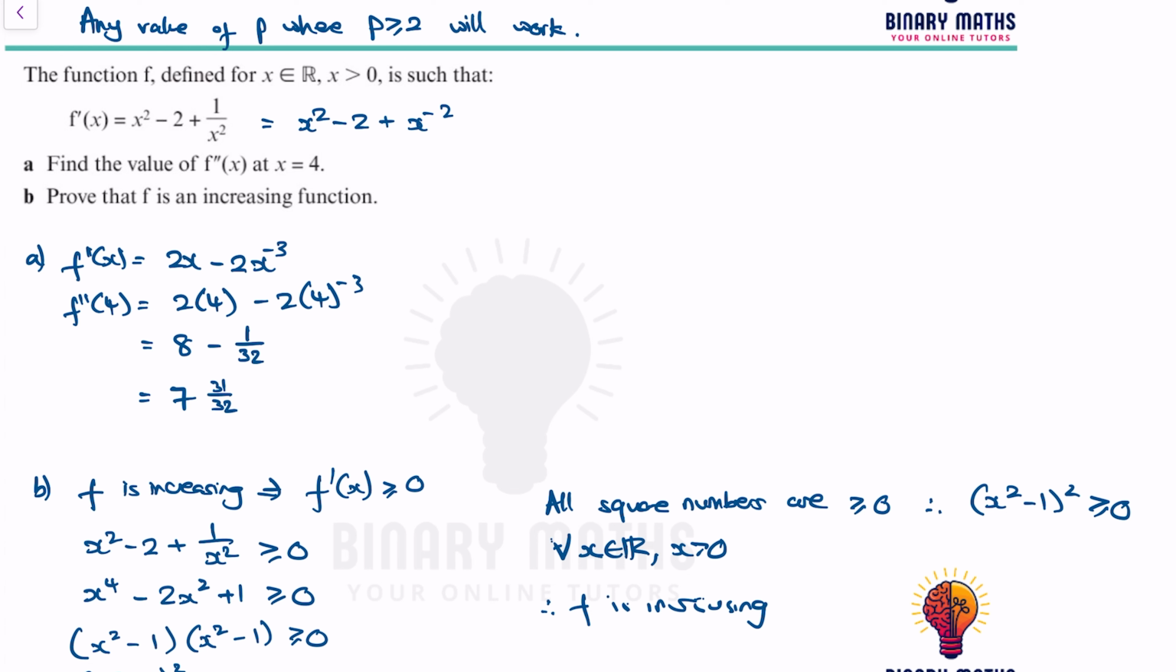Let's try again. Therefore, f is increasing for all x is the element of reals, x is greater than 0.